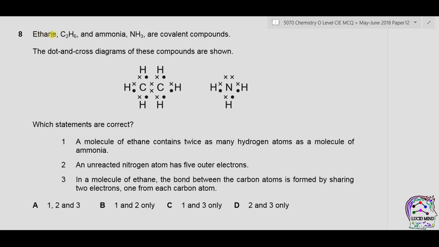Question 8, we have ethane, C2H6 and ammonia, NH3. They are covalent compounds which are formed by the sharing of electrons. The dot and cross diagrams of these compounds are shown. This is ethane and this is ammonia.